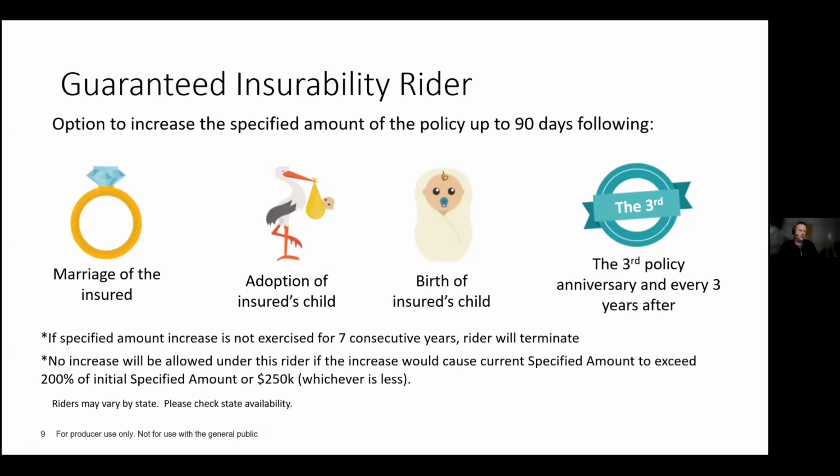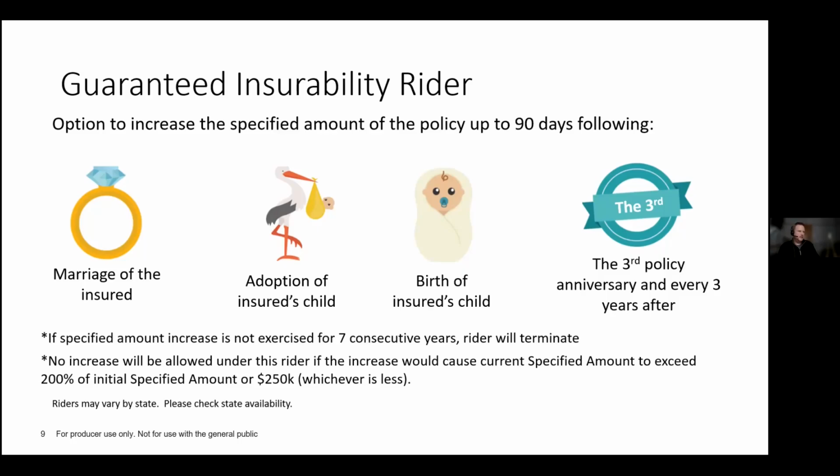So if they were to get a terminal illness or receive an illness where they would be otherwise uninsured, they can still get more coverage through a guaranteed insurability rider program. But if they don't access it in 7 consecutive years from the start of the policy, then it is no longer offered after that.